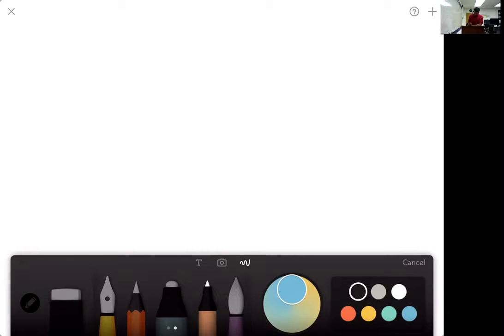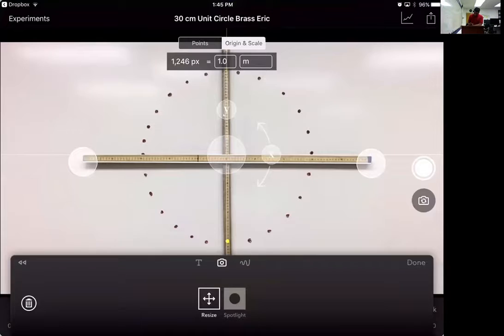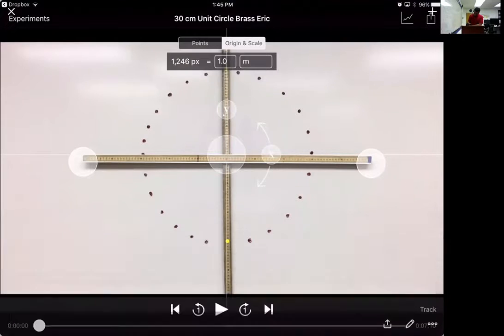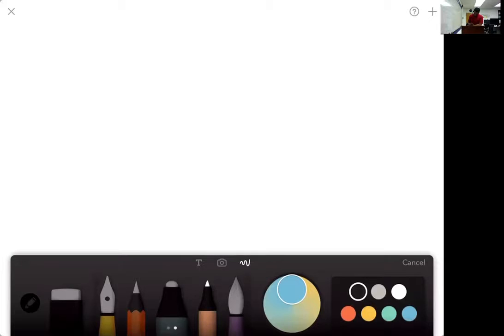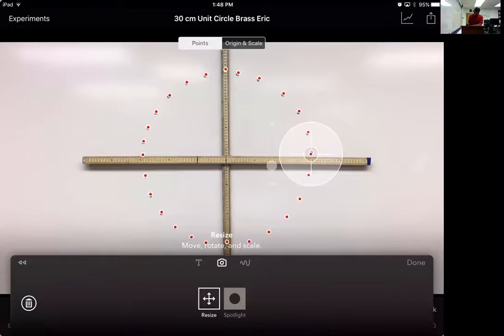I'll just bring the pictures in that I have. So I have this one as my first picture, say done. And then I'll bring another picture in here. This is my second picture, and then just say done.